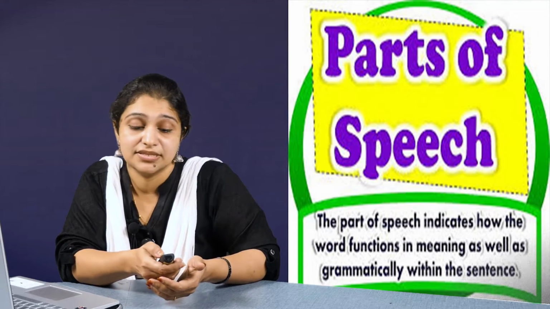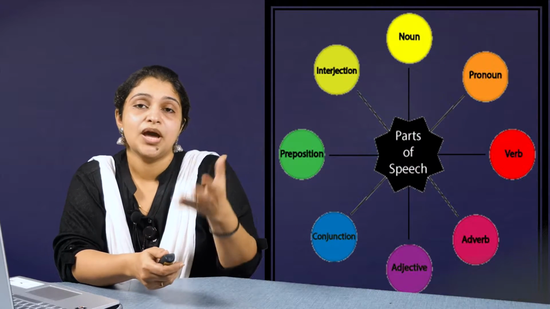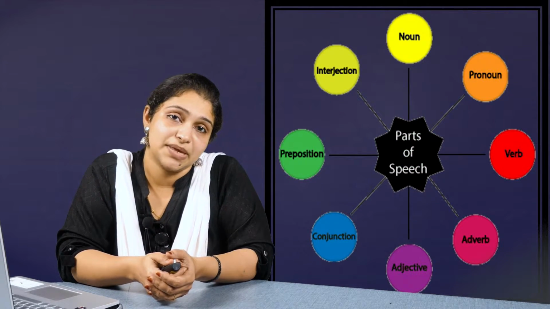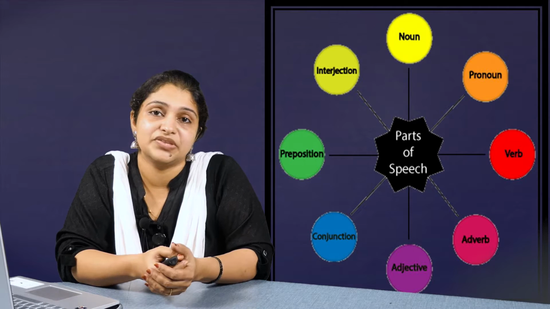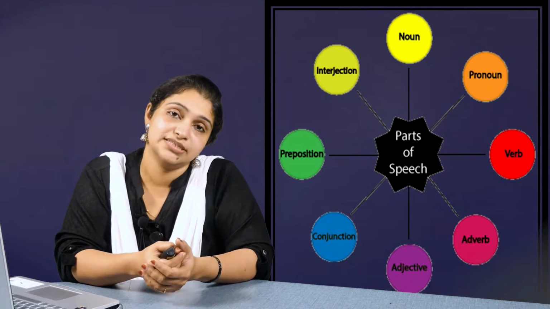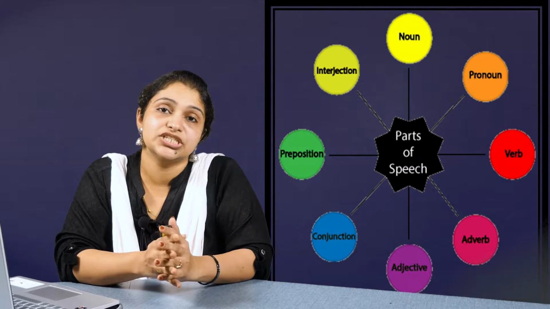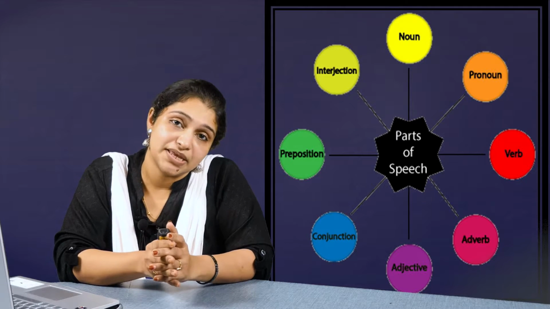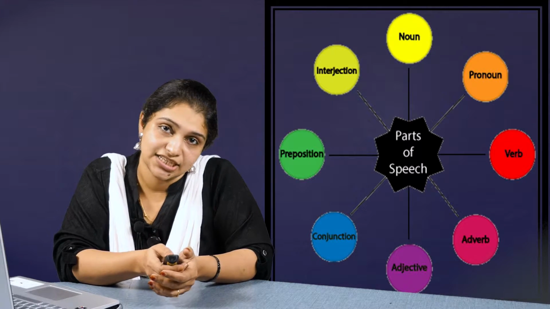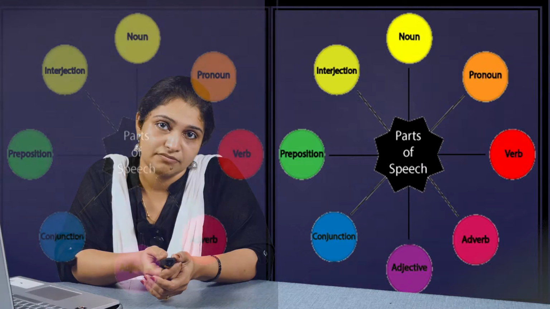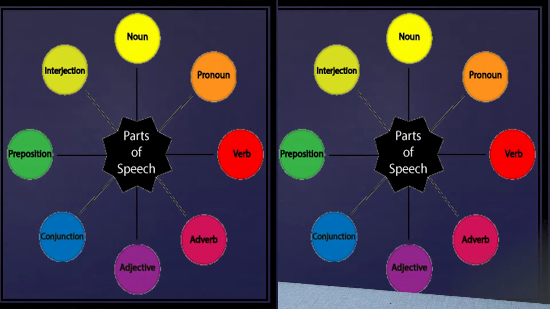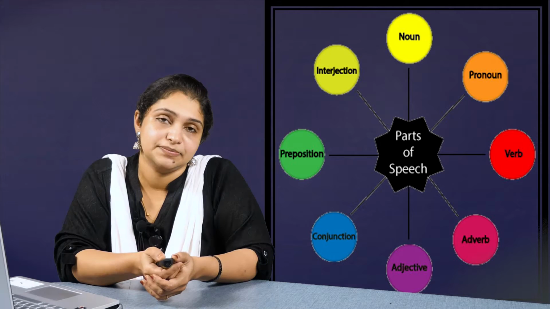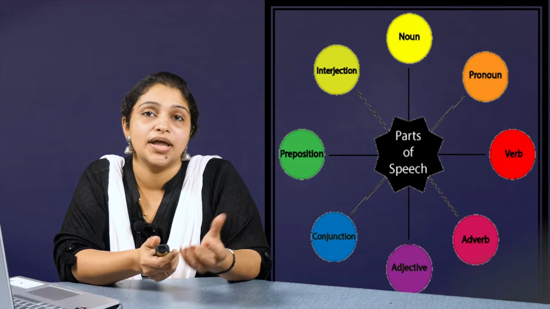Now, we have 8 parts of speech, but then there is a slight change toward the end of the video lesson. At the initial stage, parts of speech are divided into 8 sections. You can see it. Nouns, pronouns, verbs, adverbs, adjectives, conjunction, preposition, interjections. We shall see one by one.